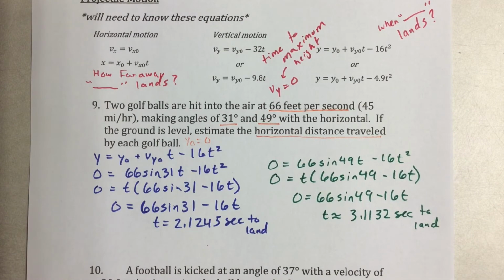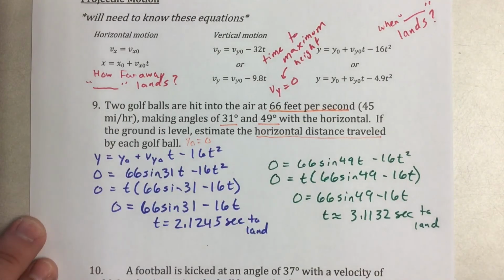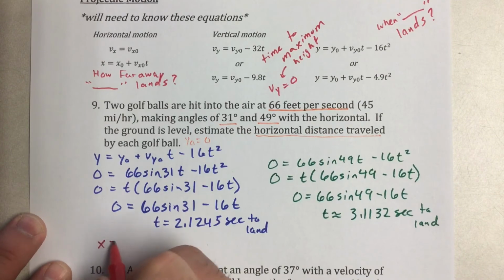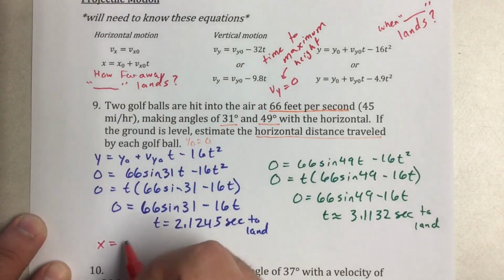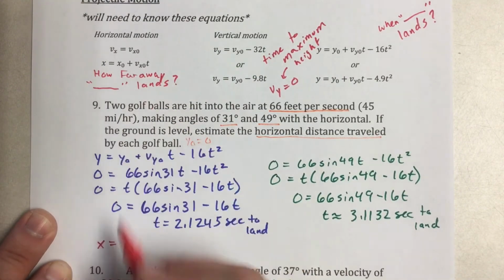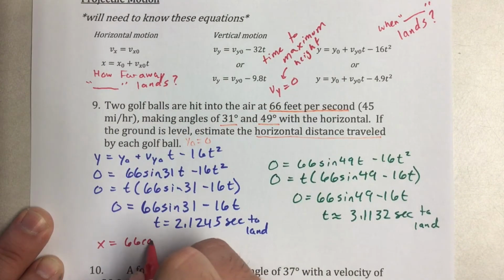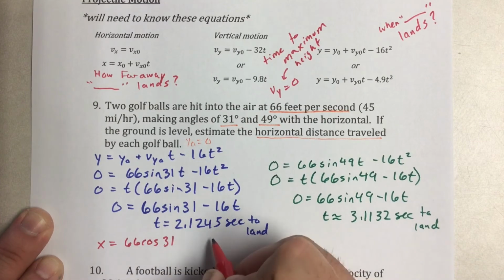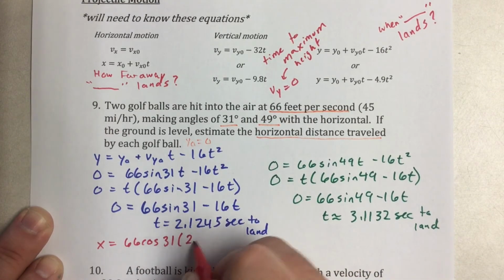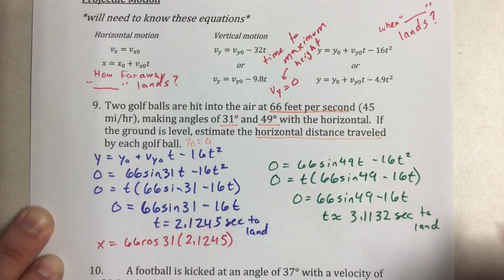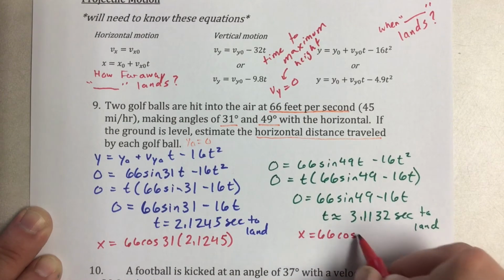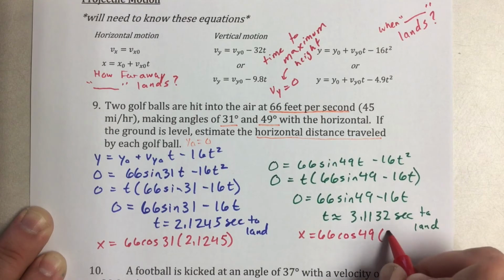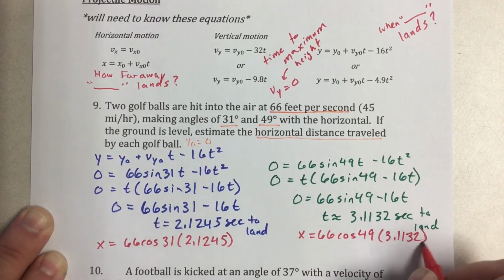So now to find the horizontal distance, that looks like using our x equals equation. So x equals our initial x, we always typically assume that that's 0. So horizontal velocity, that's going to be 66 cosine of 31, and we multiply by the time, 3.1245. Over here we would have x equals 66 cosine of 49 times 3.1132.